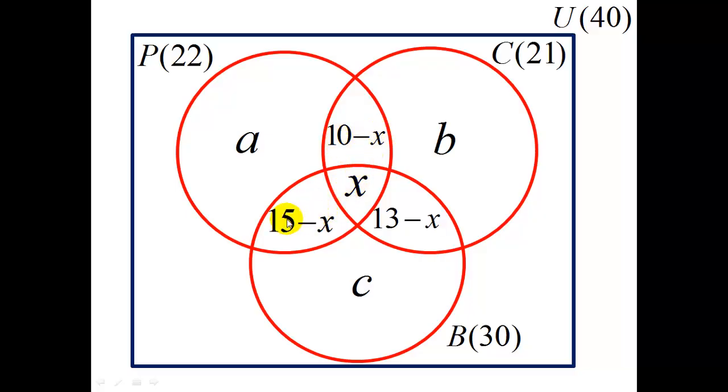Also, the number of students who study physics and biology is 15. But if you want to know the number of students who study only physics and biology, then you have to subtract x from 15, and that's 15 minus x. Number of students who study chemistry and biology is 13 from the question. But if you want to know the number who study only chemistry and biology, then you have to subtract x from 13, and that is how come we have 13 minus x.